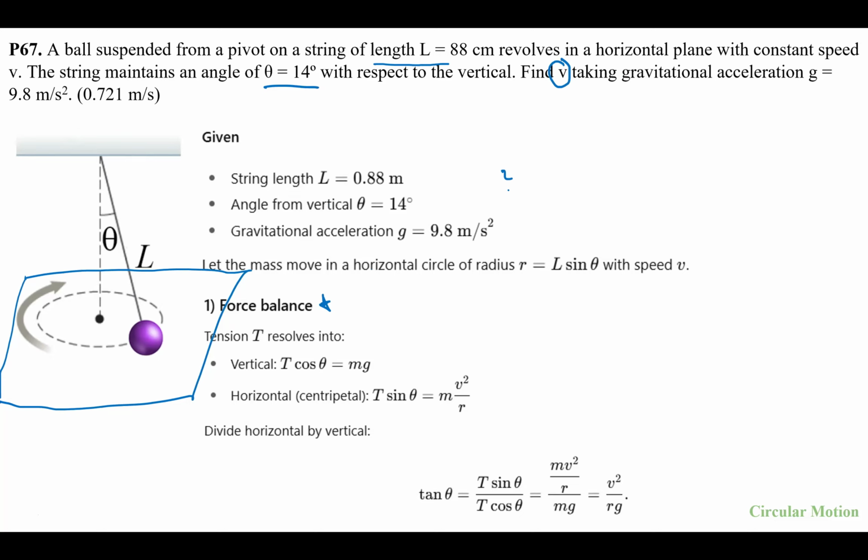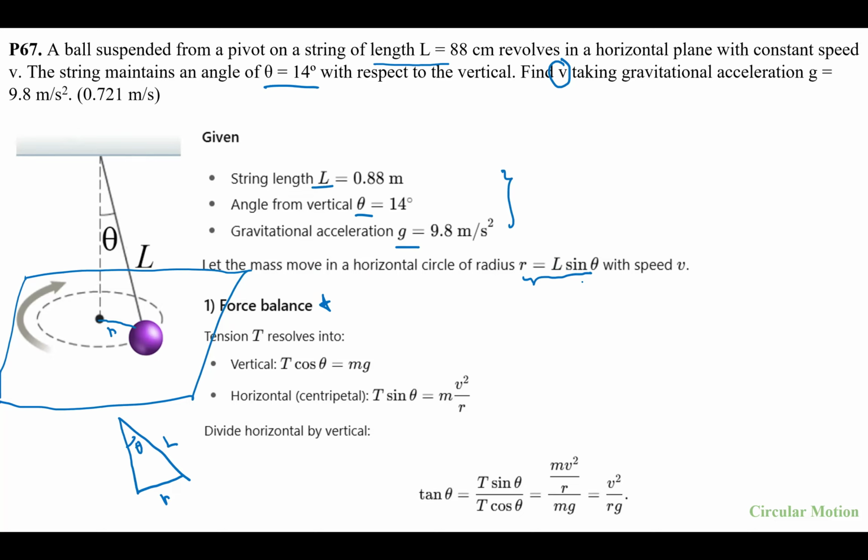So let's try to understand what is given here. The length is given, zeta is given, g is known. Let the mass move in a horizontal circle of radius r. R is given by capital L times sine theta. Note that this is L and theta. Okay, so we have this relationship.